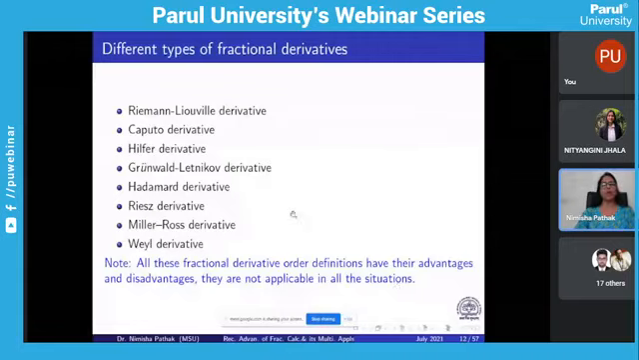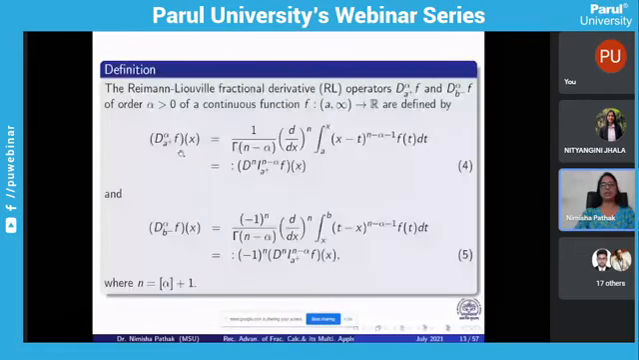Next is about the Riemann-Liouville fractional derivative operator. Here you notice that this is D_{a+}^α f(x), in which the function is integrated first and then differentiated. So in the form of an integral, this is the notation, that is a fractional integral. This can be denoted in this way. This is the nth derivative, where α lies between n minus 1 and n. So n is the integral part of α plus 1.